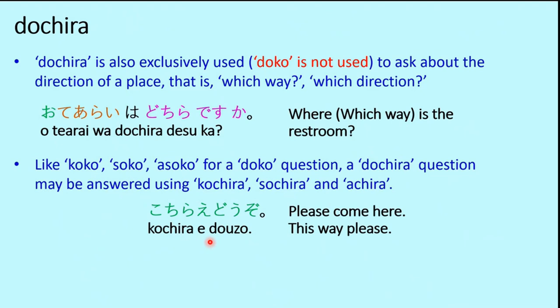The person is replying, not only replying, but he is guiding him with the way he should move to reach the restroom. So kochira means this way, or here. Kochira means here, and when e dozo is added, then it means please come this way or please come here. The toilet is just like, it's here only, so please come this way. So this way is the toilet.